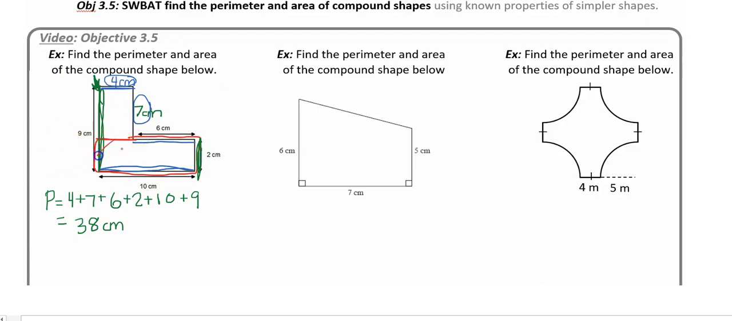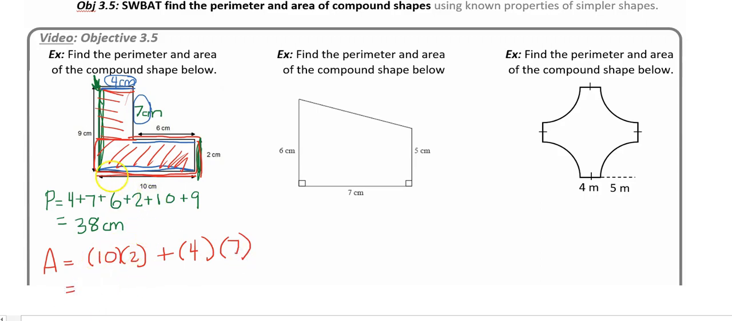So there's this rectangle here that has an area of length 10 times width 2, 10 times 2, and then there's another rectangle up here. This rectangle has a dimension of 4 by 7. It's a 4 by 7. So one dimension is 4 and the other dimension is 7.